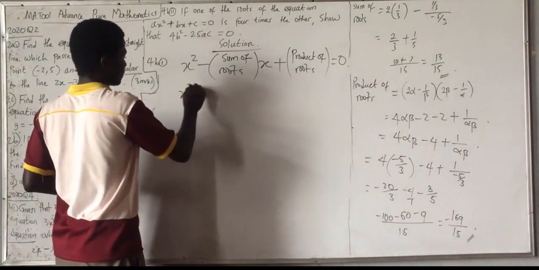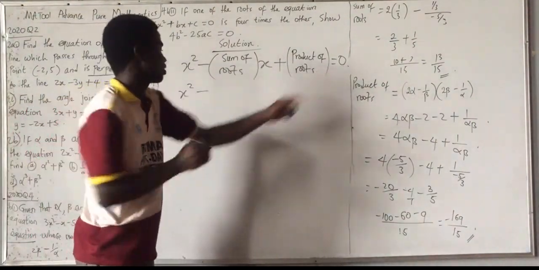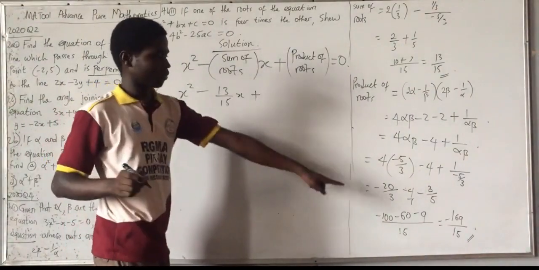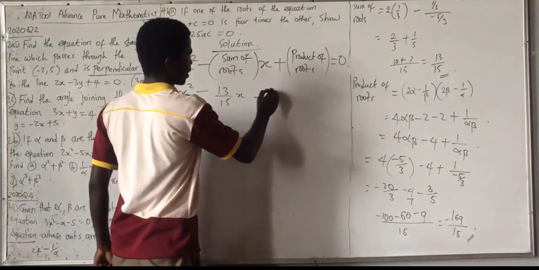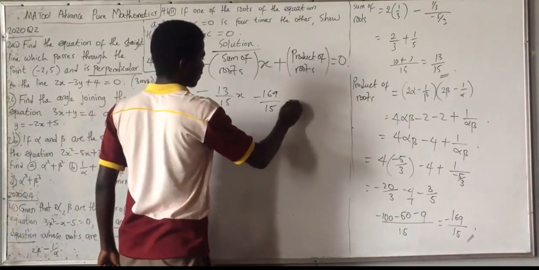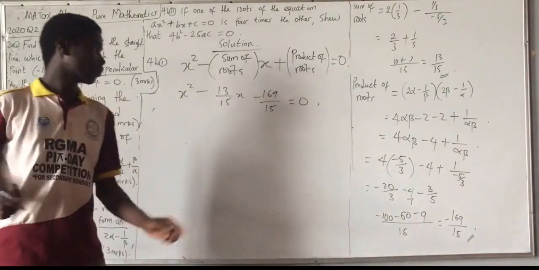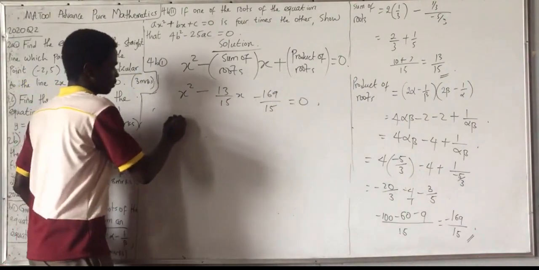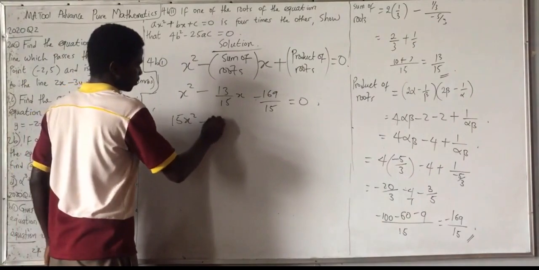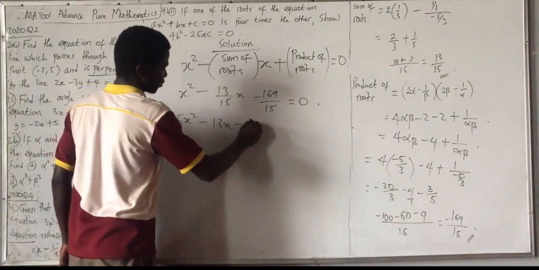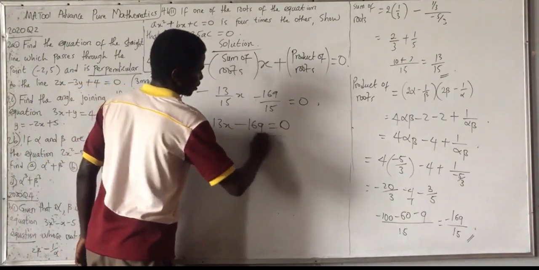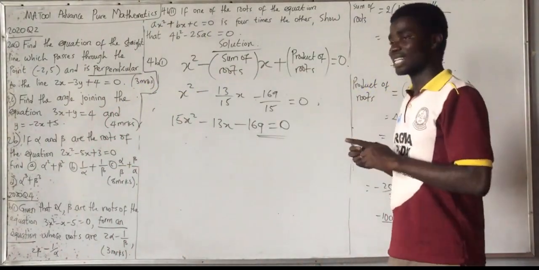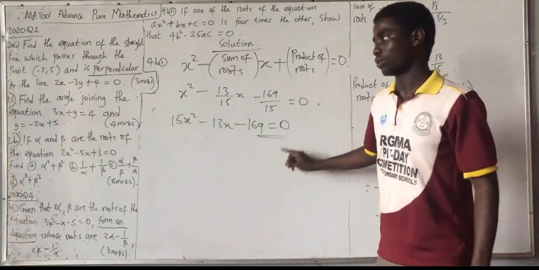x squared minus sum of roots. Sum of roots is minus 13 over 15 x plus product of roots, that's minus 169 over 15, is equal to 0. So you can multiply through by 15, clearing the fraction. Multiply through by 15, you have 15x squared minus 13x minus 169 equals 0. This is the equation. This is an answer. I can say my answer is an equation. You must get an equation.